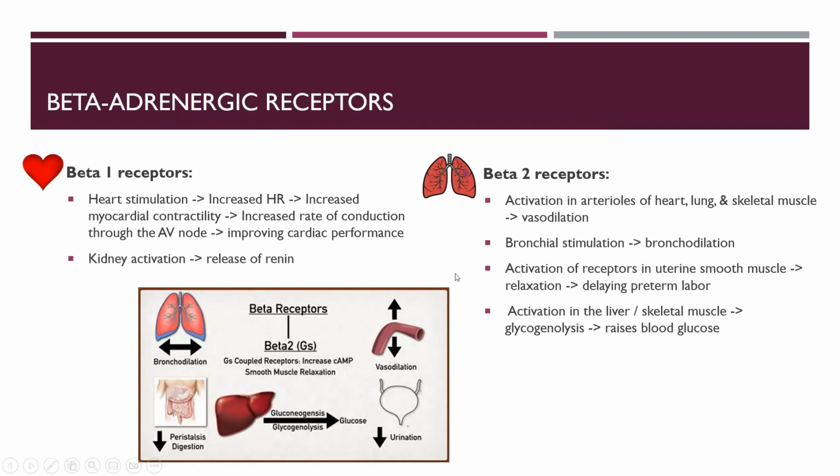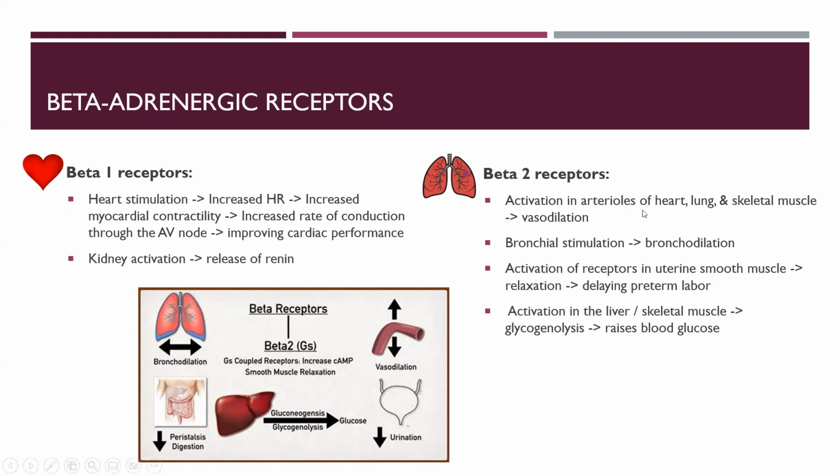Your beta-2 receptors, the way I remember those is you have two lungs. So activation in the arterioles of the heart, lung, and skeletal muscles is going to cause vasodilation. So that's what's a little bit different about these beta-2 receptors, is they can cause this bronchodilation because they have that bronchial stimulation. Activation of the receptors in the uterine smooth muscle causes relaxation, delaying premature labor. And the activation of the liver and skeletal muscles causes glycogenolysis, which raises blood glucose.